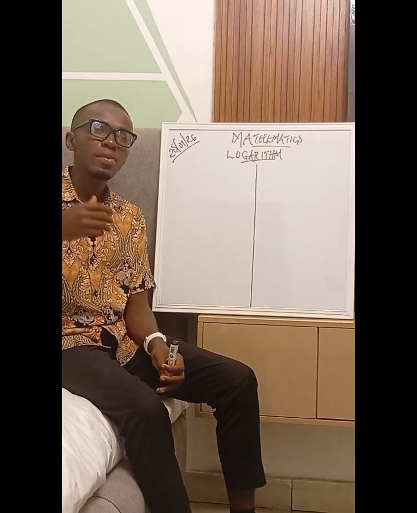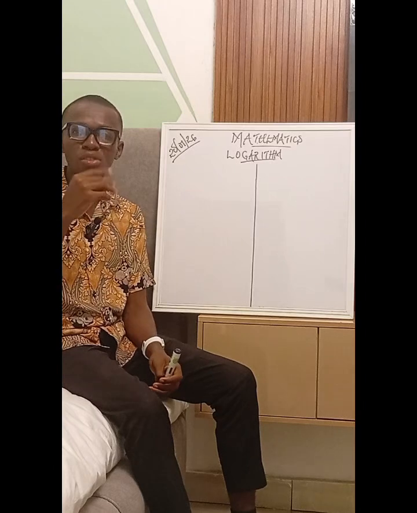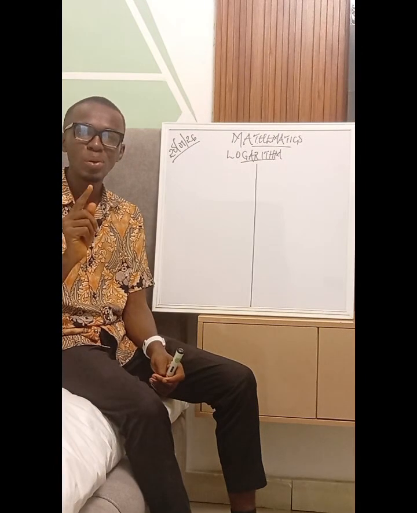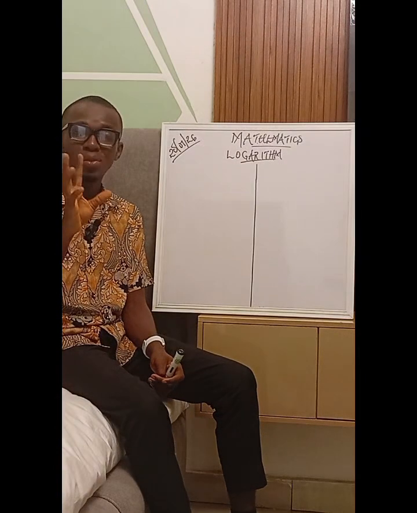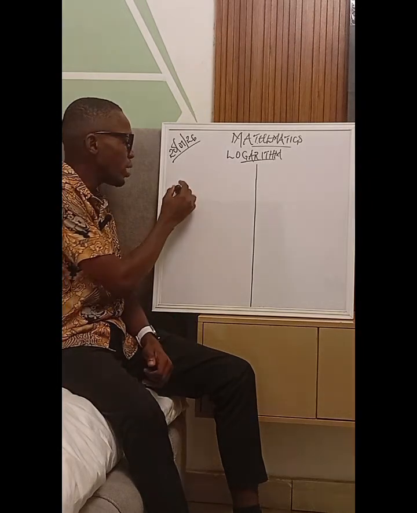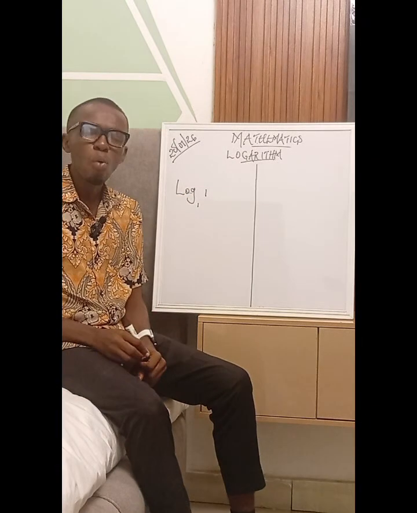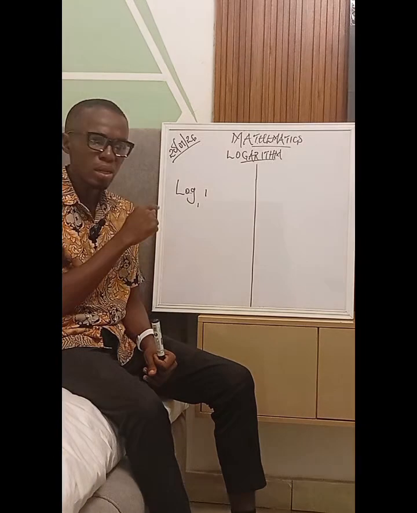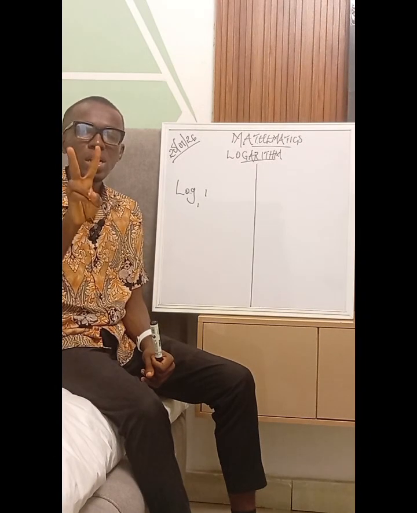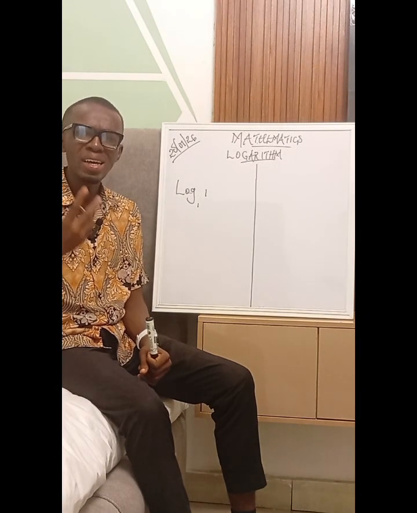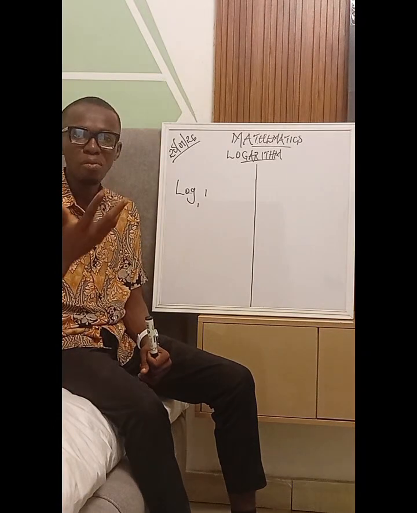Then after that, I gave a question yesterday, and that question has to do with something very interesting: if you had log 1 base 1, what will the answer be in this case? Why I asked this question is this: there are two laws that will come to your mind, and they now look like they are contradicting or conflicting.